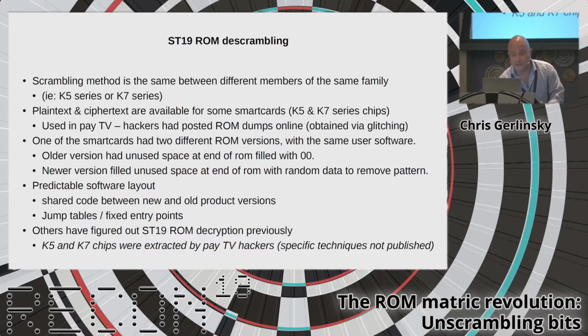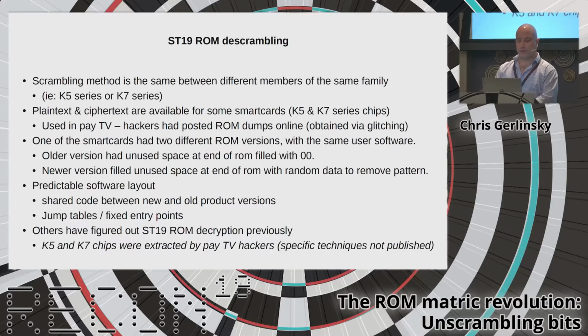So to summarize the ST19 ROM descrambling, the basics of the scrambling method is really the same between members within the same family. So within the K5 series, you have one set of scramble. Within the K7 series, from what I've seen, those chips all seem to have the same scramble. There were some differences between K5 and K7, but essentially the same concept. So once you've understood one, then you have a lot of clues to work towards the other series of the chips, newer or older.